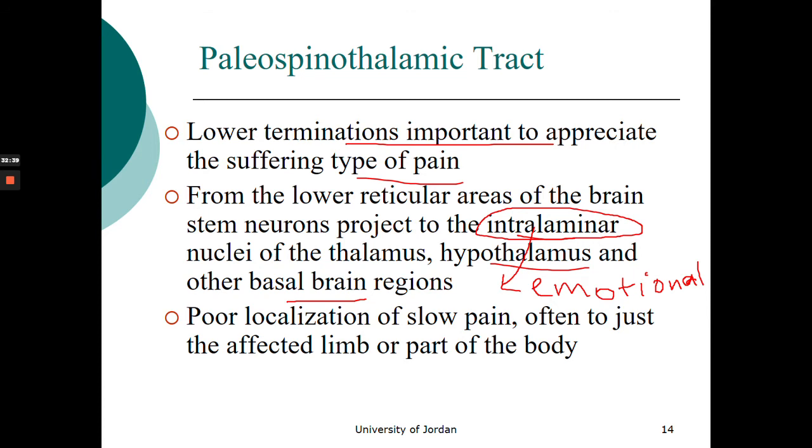The paleospinothalamic pathways are poorly localized because they are transmitted through slow conducting fibers. They have too many synapses in the spinal cord, often to just the affected limb or part of our body.